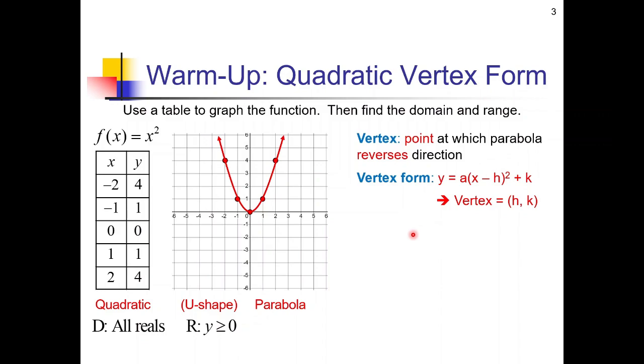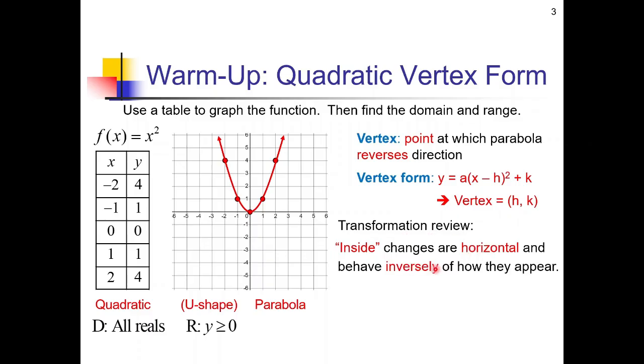So just a little review now of transformations. Remember that there was inside and outside changes that we could do to a function. And by inside in this instance, we mean inside this squared parentheses. That is the thing being squared. Outside is outside the squared stuff. So remember that inside changes are horizontal. They affect the left-right. And they are inverse of how they appear. They behave oppositely from how they appear to behave. And then the outside changes, things outside the square now, are going to be your up-down vertical changes.